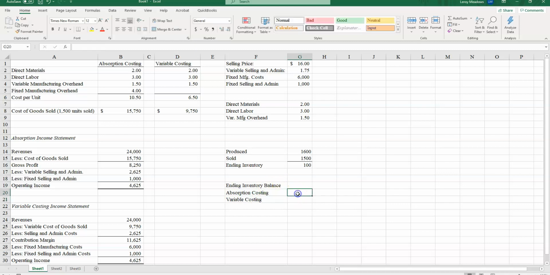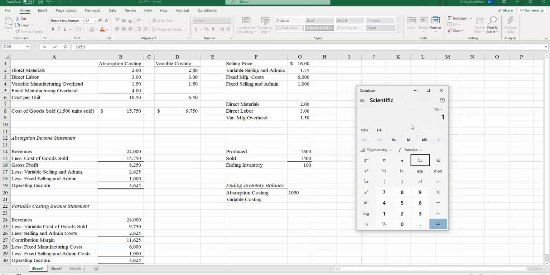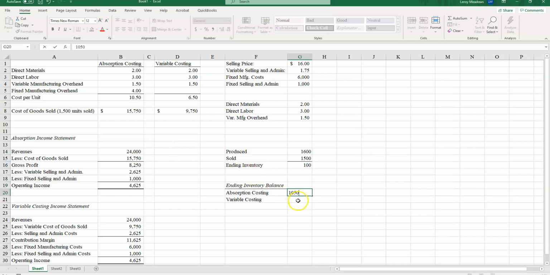My ending inventory balance under absorption costing is going to be what? My $10.50 per unit times 100 units. So what is that? Let's see, $1,050. Now, under variable costing, what is going to be my ending inventory balance? Well, it's going to be my cost per unit of $6.50. We computed that up here, times 100 units, and that's $650.